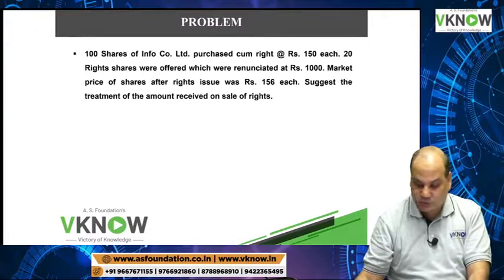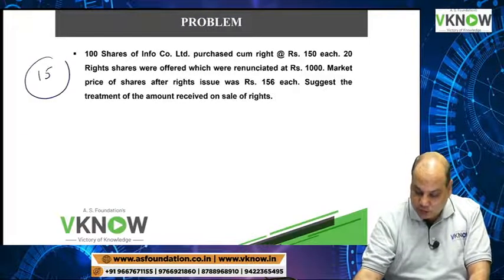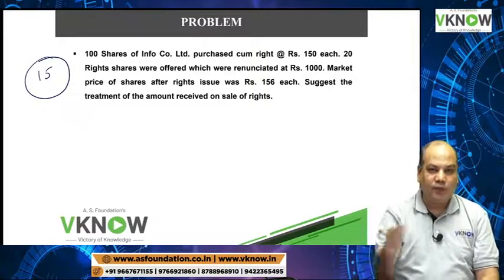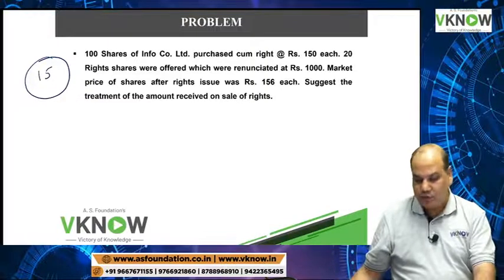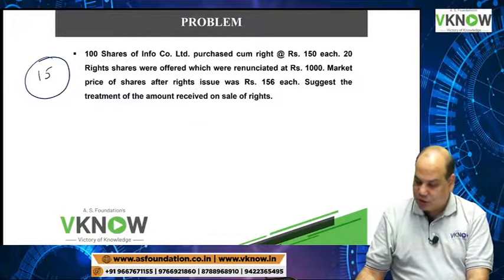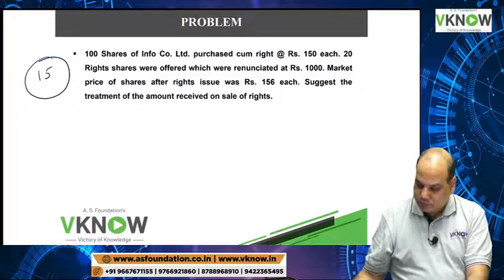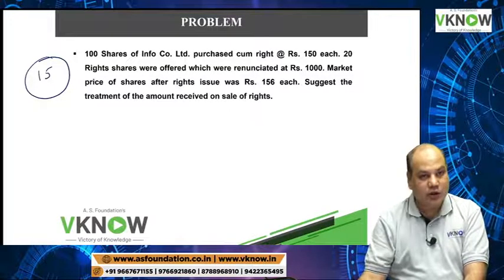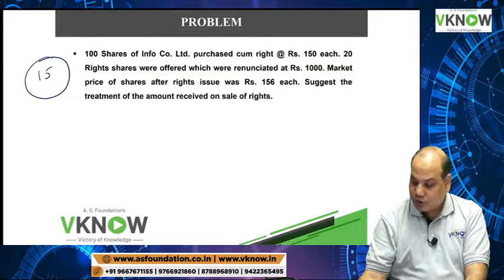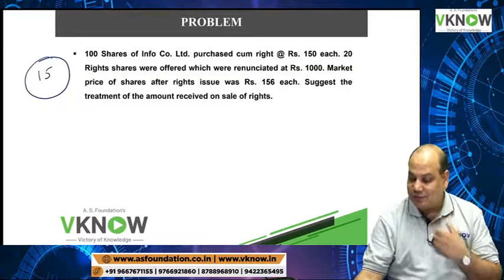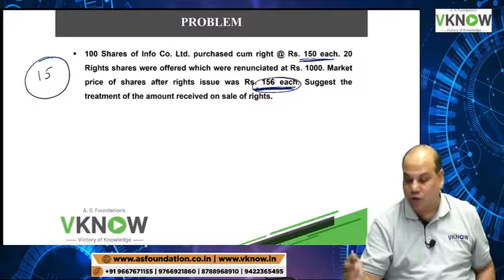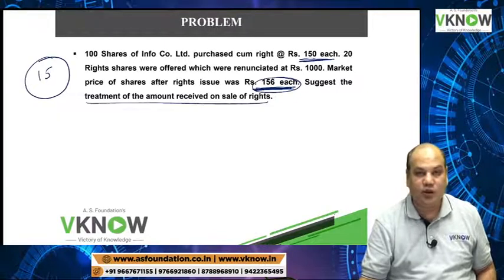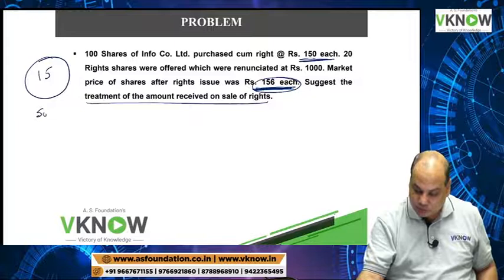So let us solve this wonderful example number 15. 100 shares of Info Company Limited purchased at 150 each. Rights shares were offered which were renounced at 1000 rupees. Market price of shares after right issue is 150 each. Market price has gone up. Suggest the treatment of the amount received on sale of right. So you will understand now.